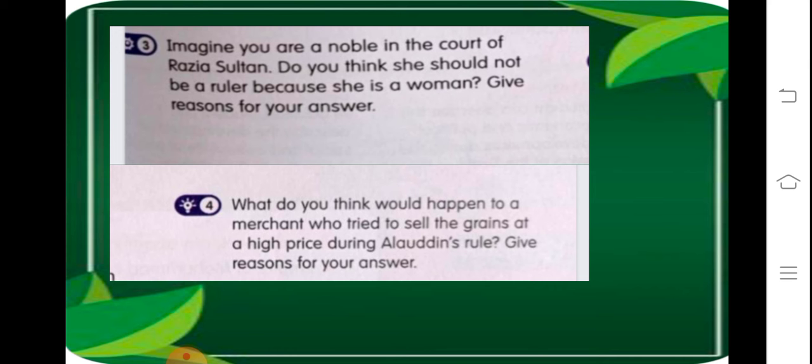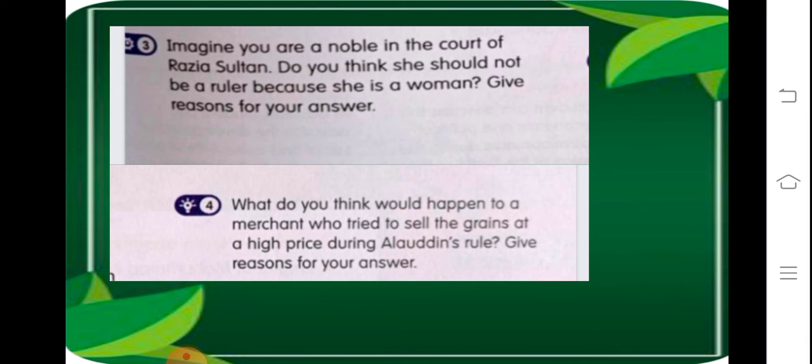Or, I think that Razia Sultan should not be a ruler as women are not allowed to rule. I would also not like to take orders from a woman ruler. You may be thinking this, but I am sure you have not written this answer.